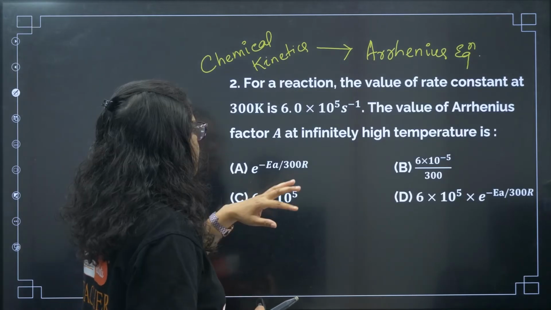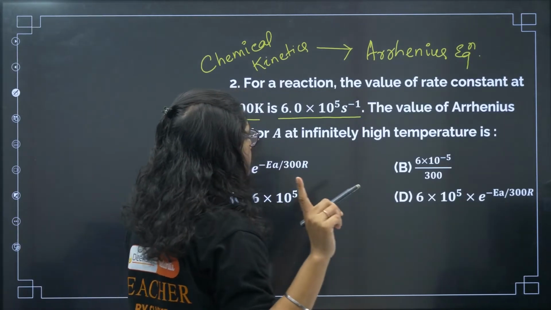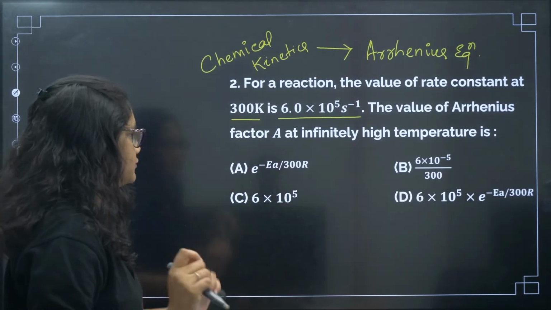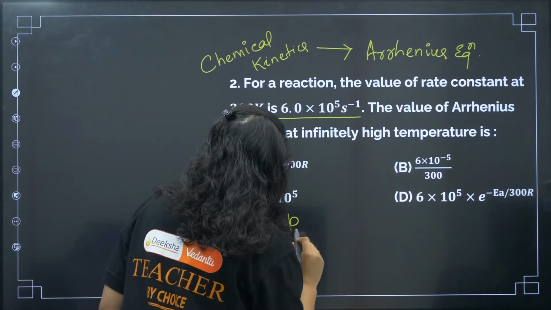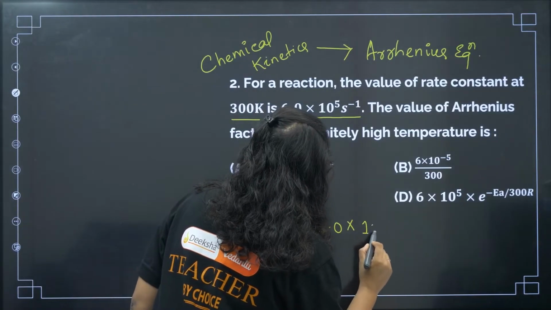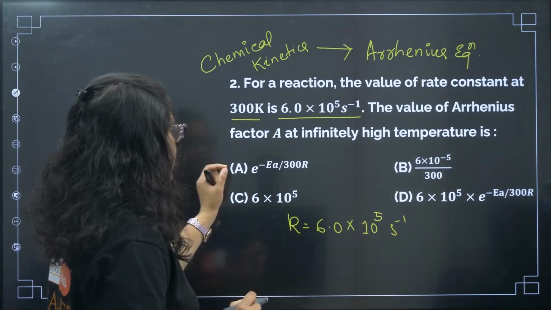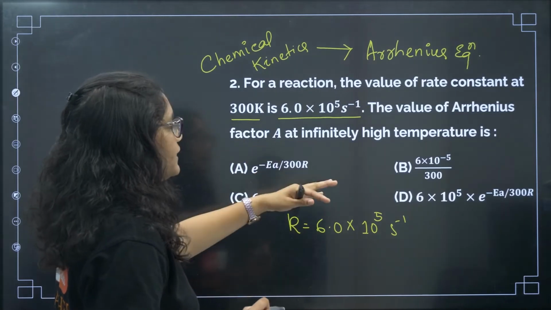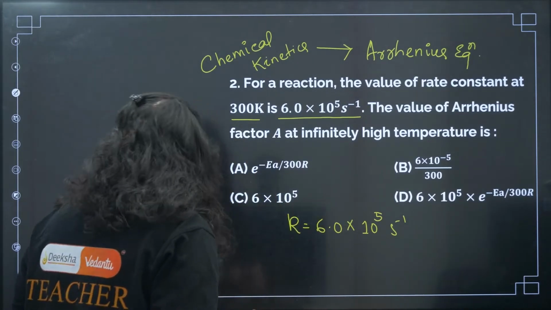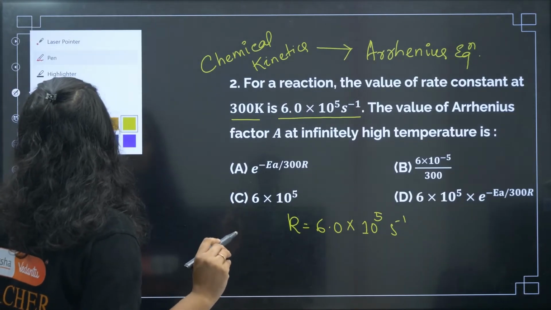For a reaction, the value of rate constant at 300 Kelvin is given to you 6 into 10 to the power of 5 second inverse. So let us write this data. So what is K value? K is 6.0 into 10 to the power of 5 second inverse. Okay, now the value of Arrhenius factor A at infinitely high temperature is, okay, now if you know Arrhenius equation, so let us first revise the Arrhenius equation.